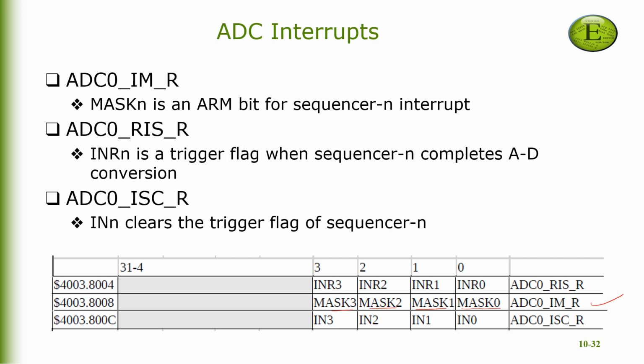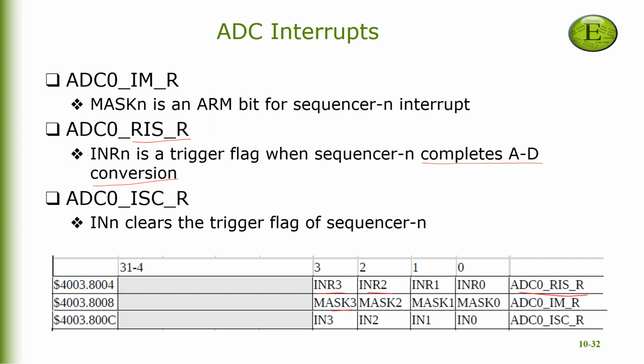Then we have the trigger flag, which is set by the hardware automatically. In this case, the RIS register, raw interrupt status, is a trigger flag. It is set by the hardware once the output of the corresponding sample sequencer is complete. For that, we refer to the ADC0 RIS register. Again, the least significant 4 bits correspond to the 4 sample sequencers.